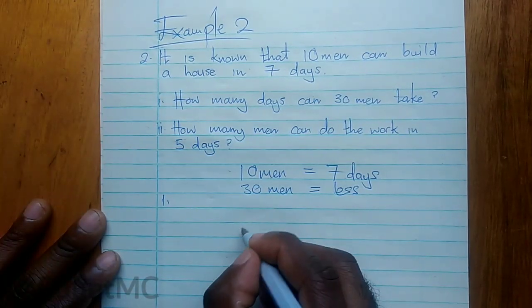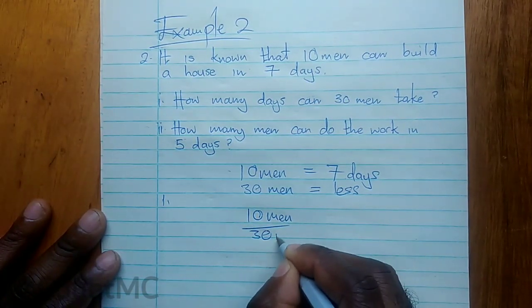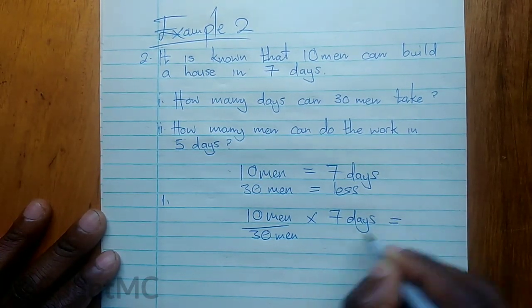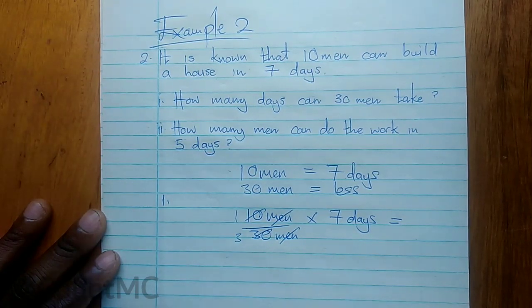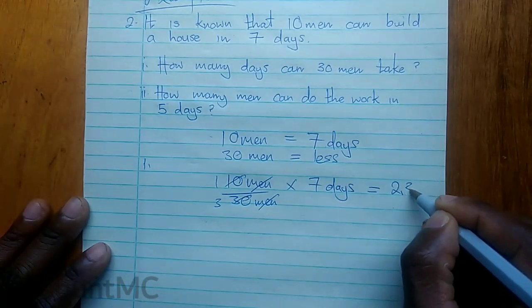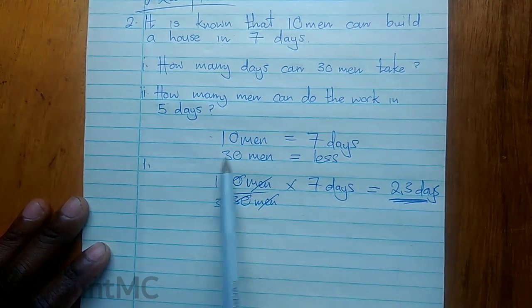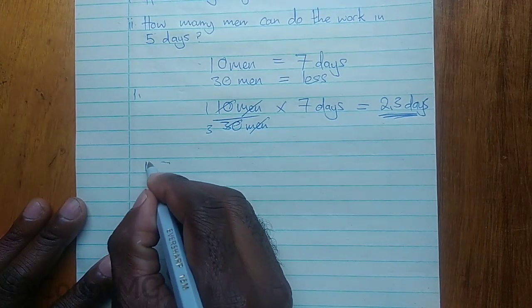So when you say less, the smaller number on top, 10 men divided by 30 men times 7 days. Men and men will cancel. This is 1/3. 1/3 of 7, this would be 2.3 days. So 10 men can build a house in 7 days, and 30 men will build that same house in 2.3 days. Let's finish this up.